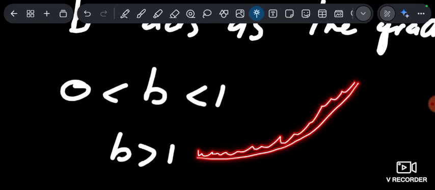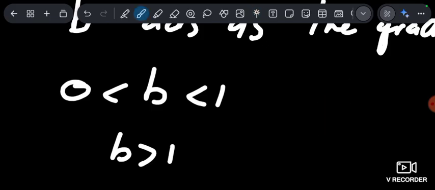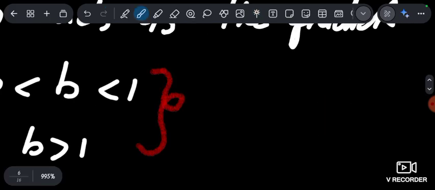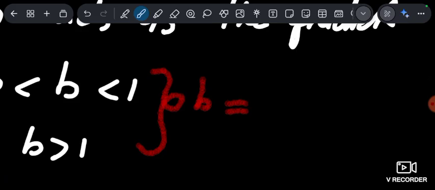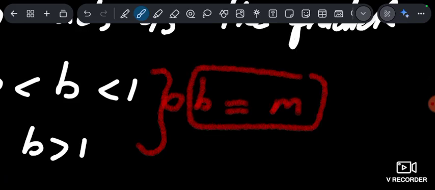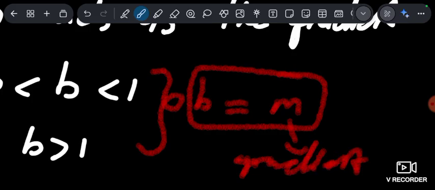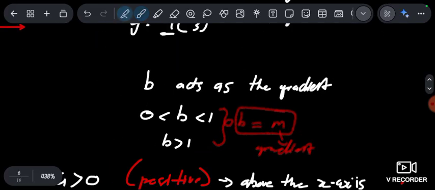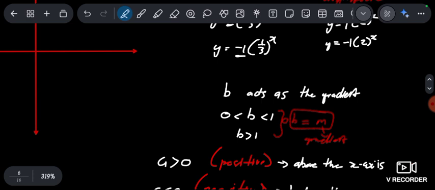Your gradient is increasing. Now, what I want us to conclude is that B is the same as M, because M is the gradient. So it does the same job to tell us whether we are going to be increasing in terms of the gradient or decreasing.